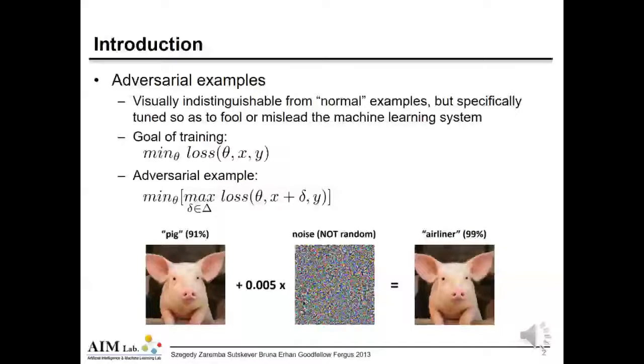Adversarial examples are visually indistinguishable from normal examples, but specifically tuned or optimized to fool or mislead the machine learning system. Let's consider the usual training process we have done. We have model parameter theta, and input x, and corresponding label y. We learn the model to minimize the loss, which is defined by theta, x, and y. After learning converges, we use this model to infer the label of an unseen example. However, it is known that these normal models are easily fooled by adversarial examples.